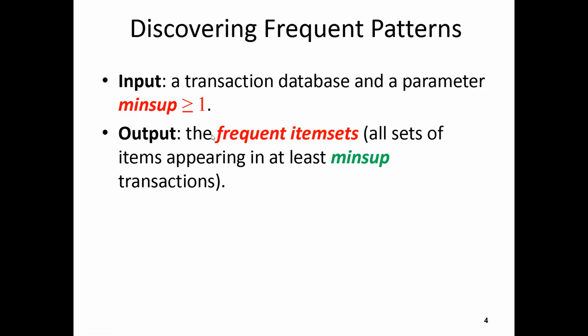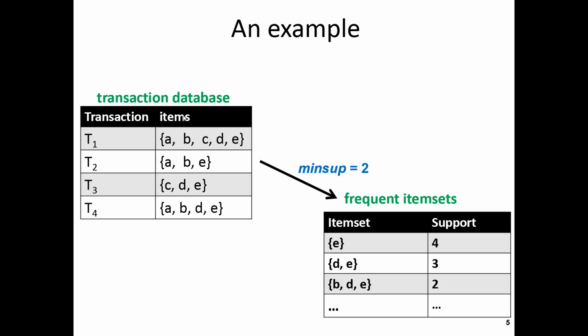Now, how does frequent item set mining work? We have the input. The input is a transaction database, and the user also needs to set a parameter called the minimum support. It must be set to a value greater or equal to 1. And the output is the set of all frequent item sets, all the groups of items that appear in at least min-sup transactions. So for example, if you set min-sup to 2, that means you want to find all the sets of items that appear at least twice in the database. Let me show you this with an example.